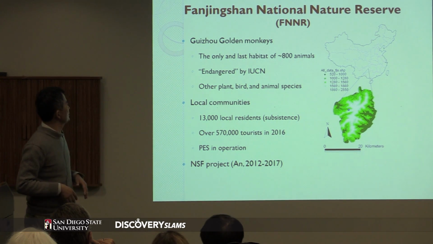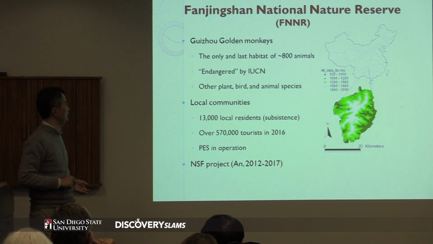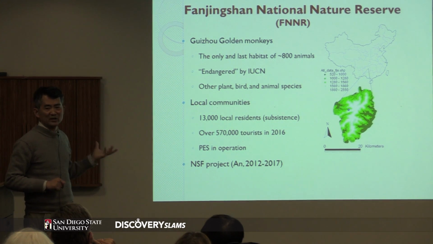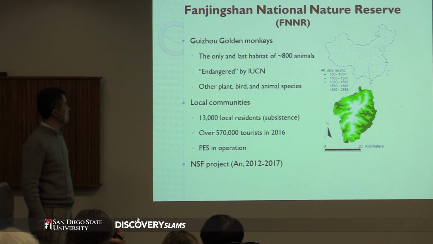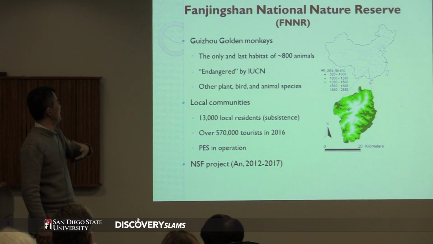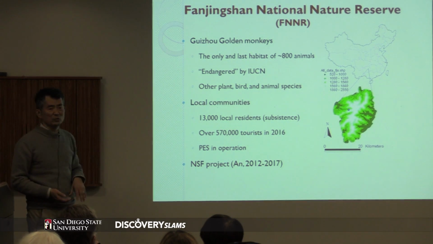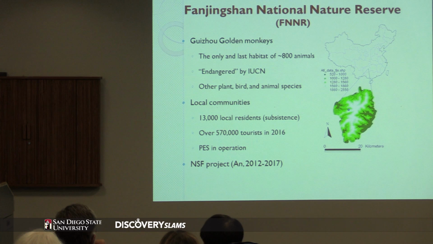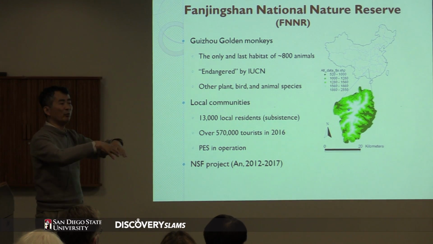So in this regard, my team and I chose Fanjingshan National Nature Reserve in Guizhou province. This is the only habitat for the Guizhou golden monkey species. It has about 800 animals. It's an endangered species by IUCN, and these ecosystems are also homes for many other plant, bird, and animal species. But unlike many other nature reserves in the US, this reserve is also home to about 13,000 local farmers. They live within the reserve.